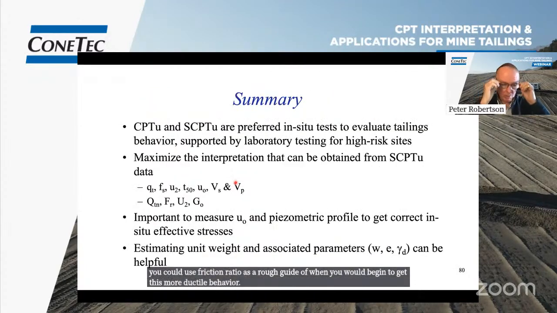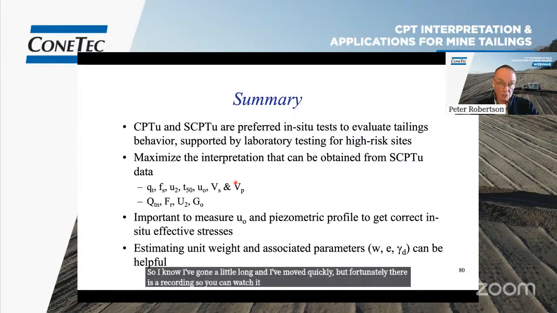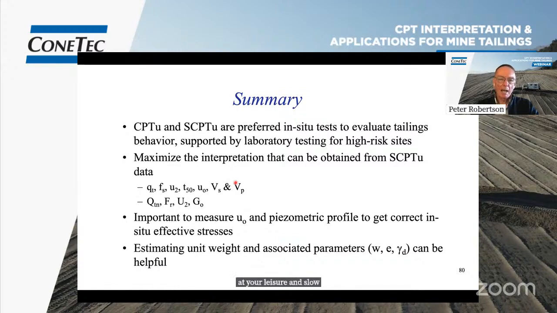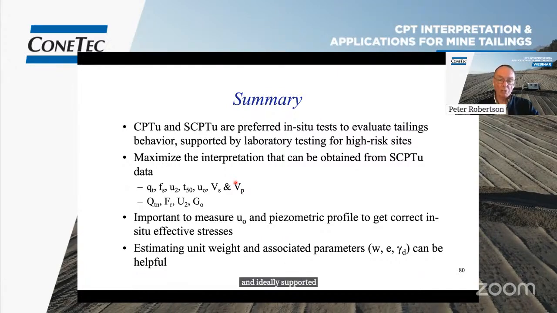So I know I've gone a little long and I've moved quickly, but fortunately there is a recording so you can watch it at your leisure and slow me down a little bit more. But in summary, CPT and seismic CPT with pore pressure measurements are the preferred in situ tests to evaluate tailings behavior. And ideally supported by lab testing for high risk. So as the risk gets higher, you want to do more and more lab testing.